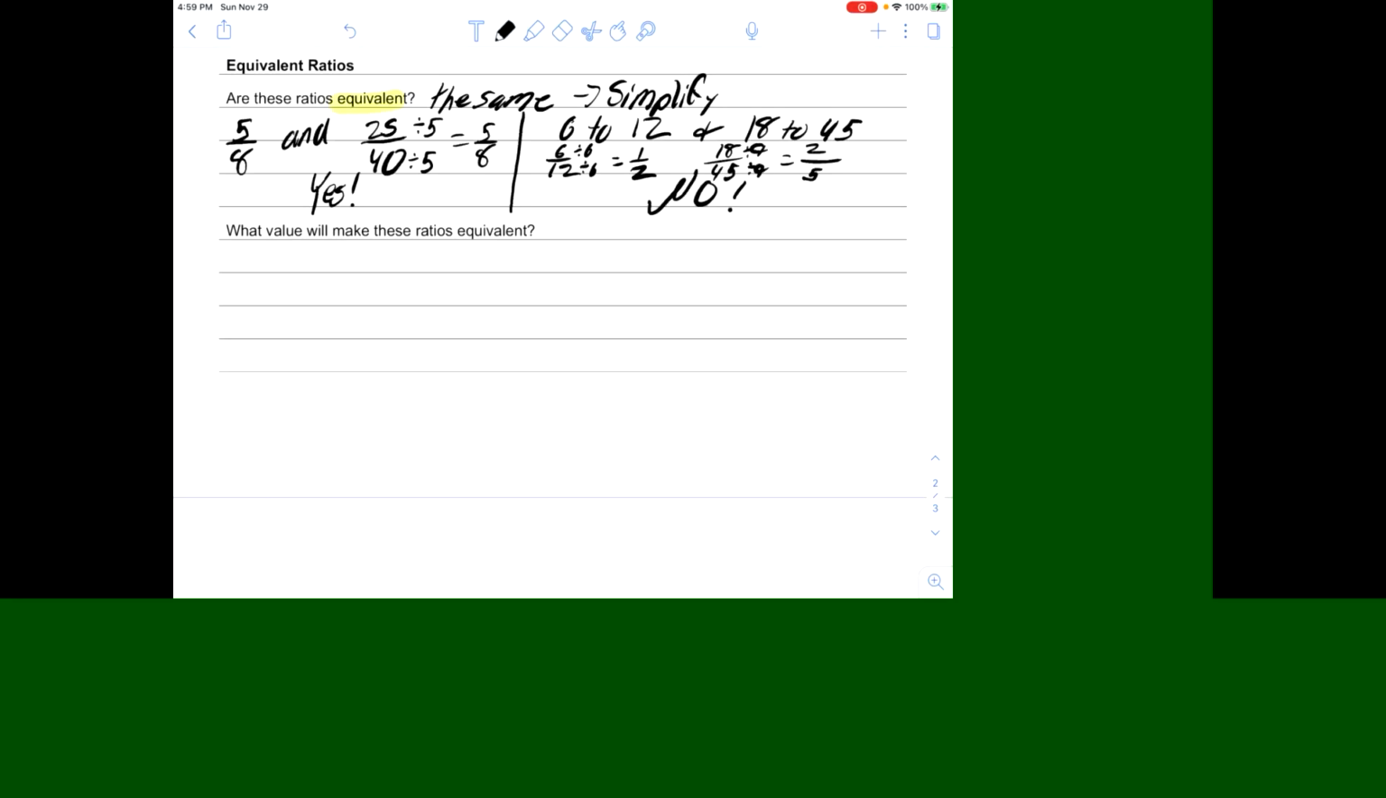The last type of problem I might be asked is what value will make these ratios equivalent? Remember, equivalent just means the same. So in this case, let's say this problem was 4 over 9, and I'm told that that equals 12 over something. Now, you should have seen problems like this before, and it's actually the same as if they were equivalent fractions instead of equivalent ratios. But I can treat them just like equivalent fractions.